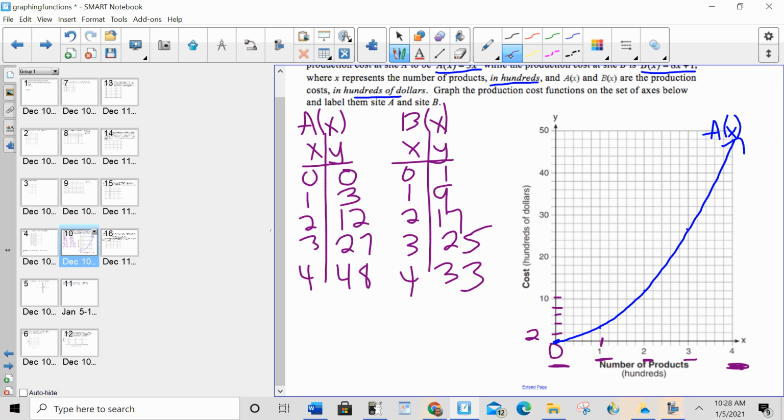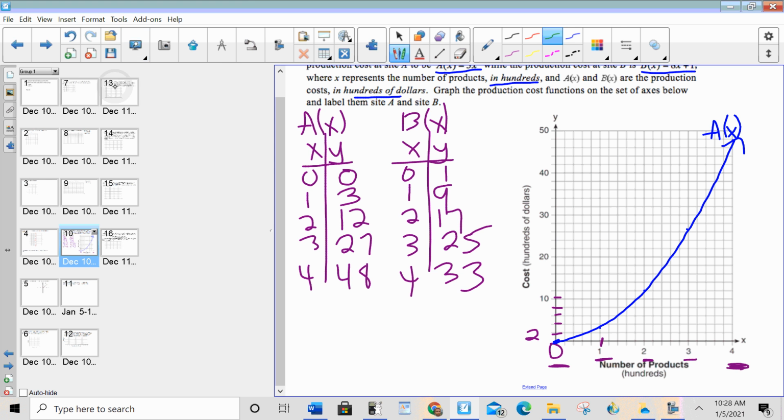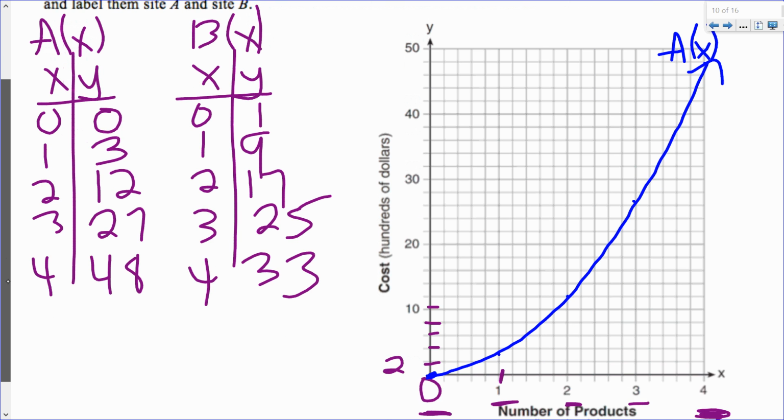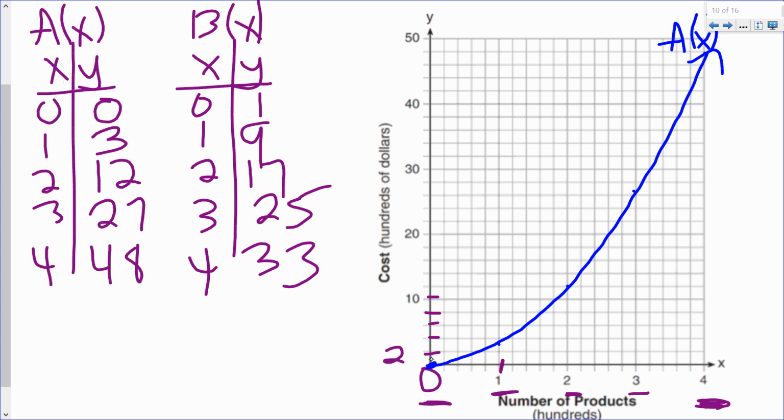Let's go to a different color. Let's go green. And let's do B of X, 0, 1 would be right there between 0 and 2. 1, 9, 2, 17, 3, 25, 4, 33. There's B of X.